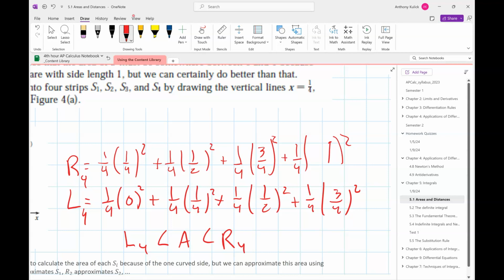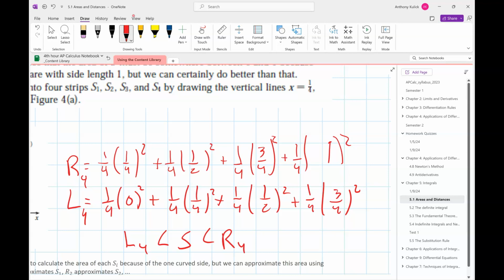So to get the exact area, I'll use infinitely many rectangles. And at that point, the value of L4 or Ln should converge to the value of Rn, which should both be the area that we're searching for here. Is everybody okay with that notion? This feels very like first chapter-y, right? Where we're using an infinite number of things.